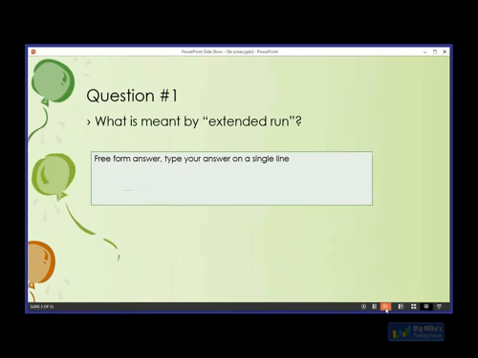What is meant by extended run? There you go. Seven closes on one side of the 5 SMA. So, A.